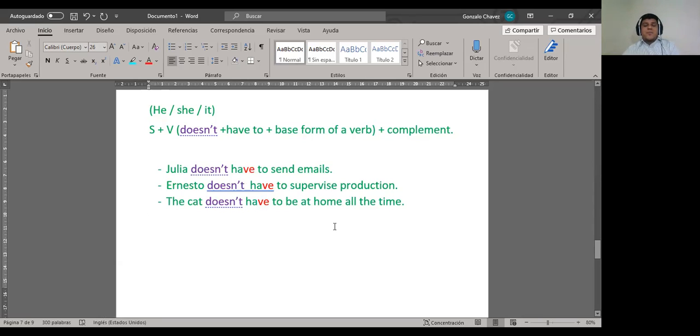And that is how we form the negative for have to and has to to talk about obligations. So thank you so much for listening to me. And I hope this explanation can help you to improve. Remember, we learn every day and we improve with every practice. So please continue working hard and remember, in learning a language, your best friend is the practice. The more you practice, the better you are. So continue practicing and continue doing your best. Thank you so much.